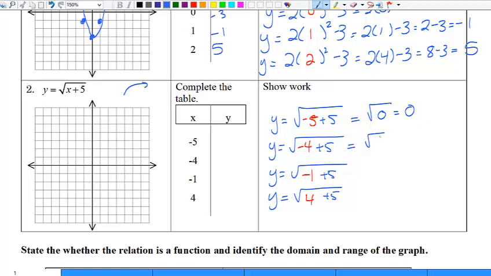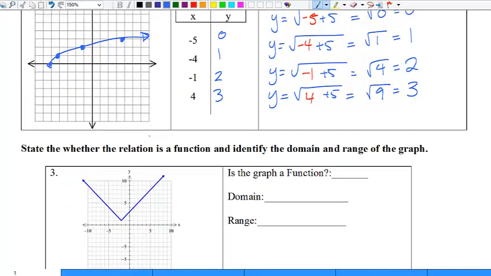-4 plus 5 is the square root of 1, and the square root of 1 is plain 1. -1 plus 5 is the square root of 4. Now the square root of 4 is 2, because 2 times 2 is 4. And 4 plus 5 is 9. The square root of 9 is 3. So I can plug these values in here. -5, 1, 2, 3, 4, 5, 0. -4, +1. -1, +2. And then +4, +3. So there is my square root problem.